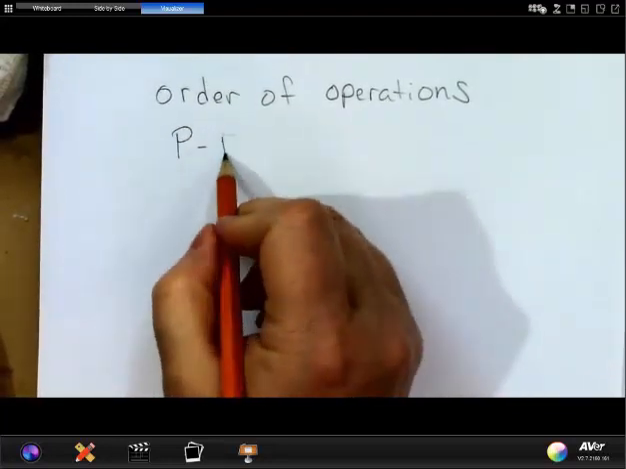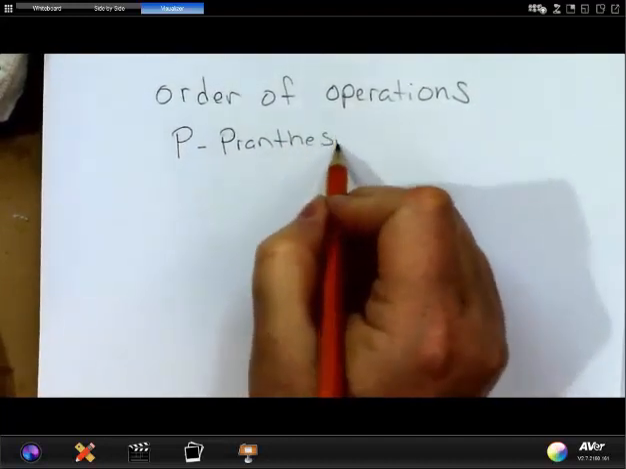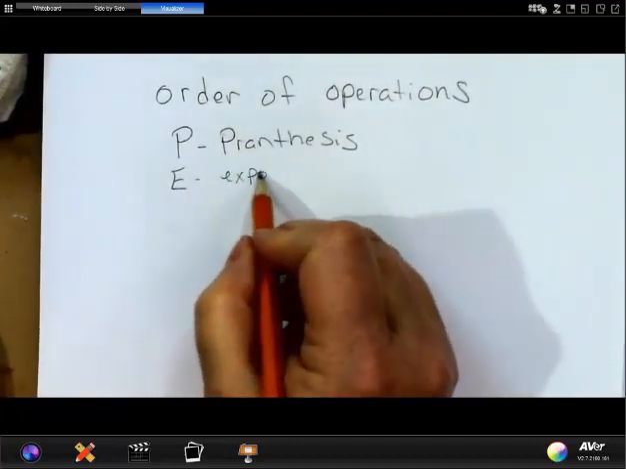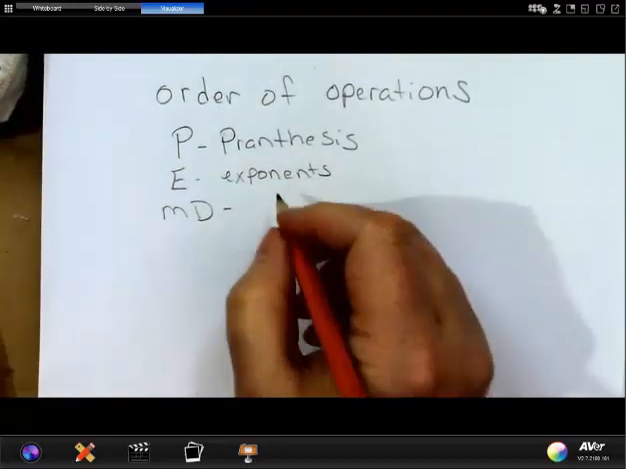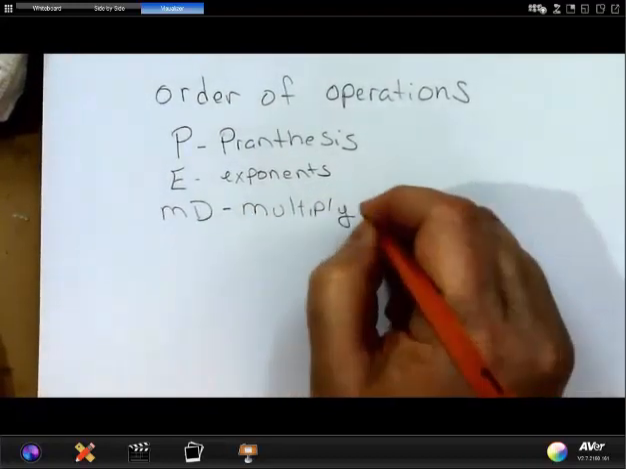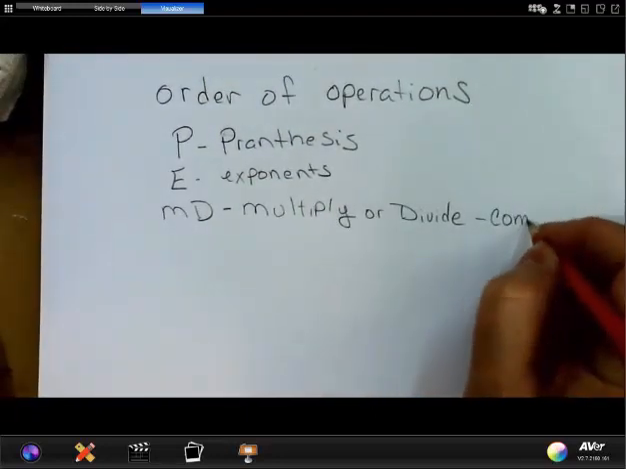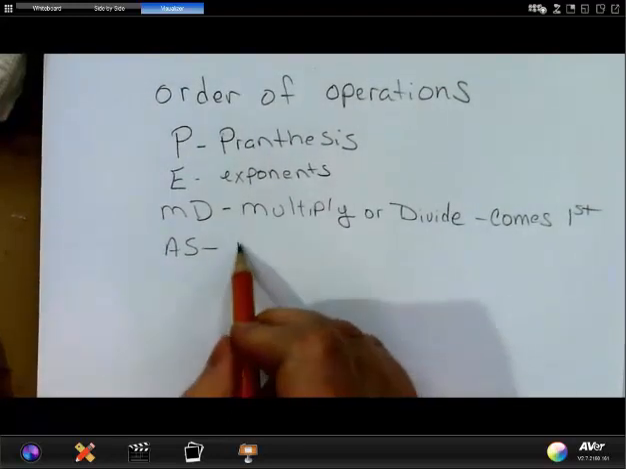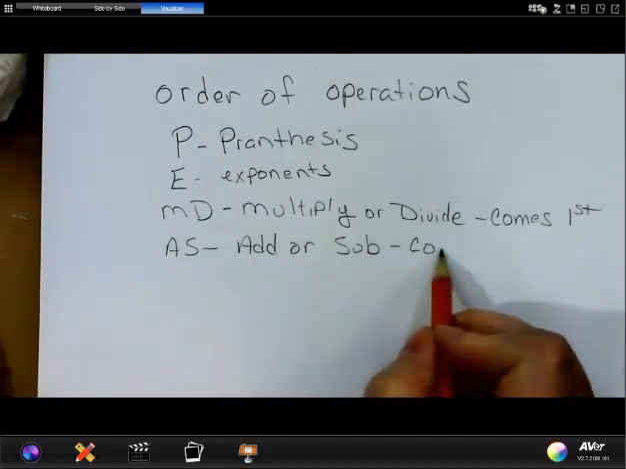Please stood for parentheses, and I can't spell, just an FYI. Please excuse exponents. My dear goes together with multiply or divide, whichever comes first in the problem. And then you had Aunt Sally, which is add or subtract, whichever comes first.